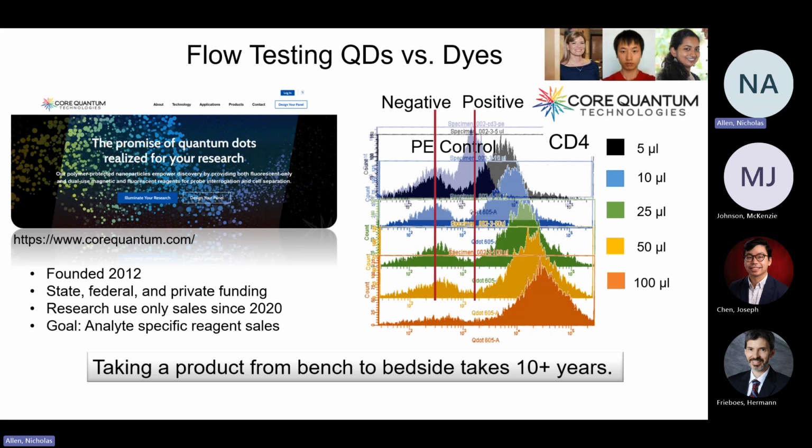But this took me 10 years. This one graph is 10 years. All those problems I told you about earlier, we have to solve all of them before we make a product that works and sell it. And it's very difficult to do that.